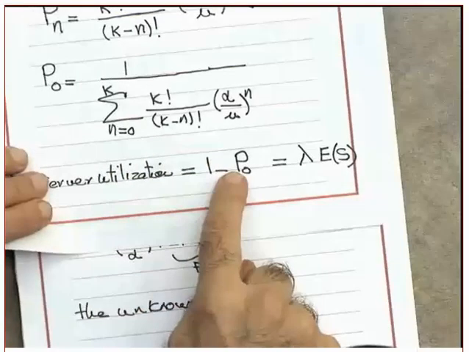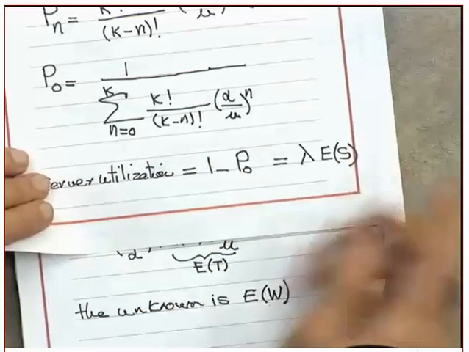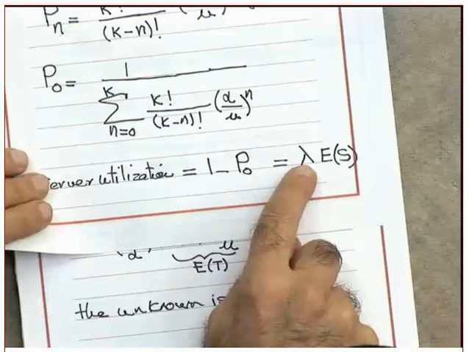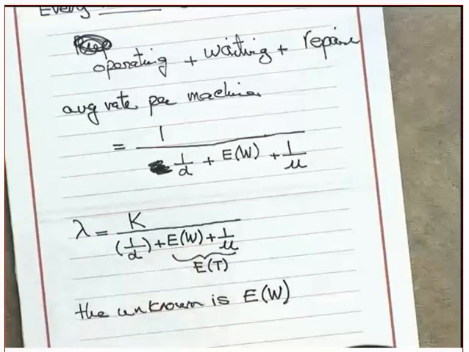I will get P0. From P0, E of S is 1 over mu. I will get lambda, and from lambda I will get the E of W. Once you get E of W, using Little's theorem you can also get E of NW. You can get all the others. Are you following me on that?